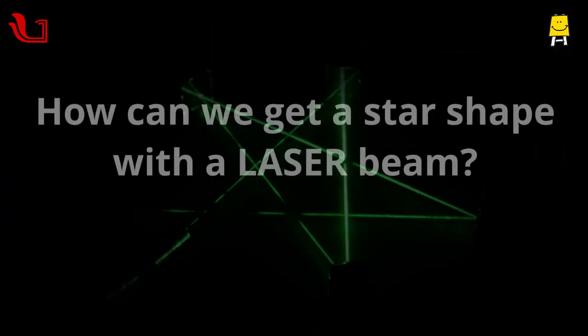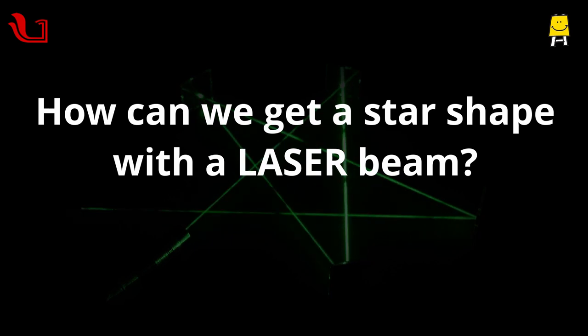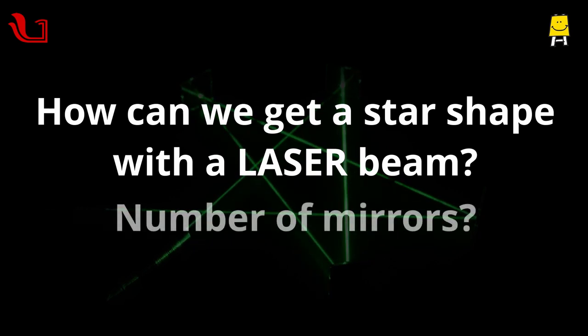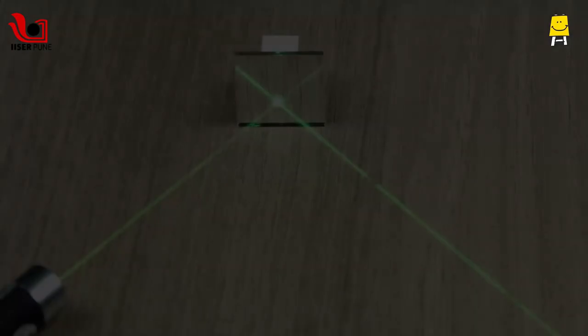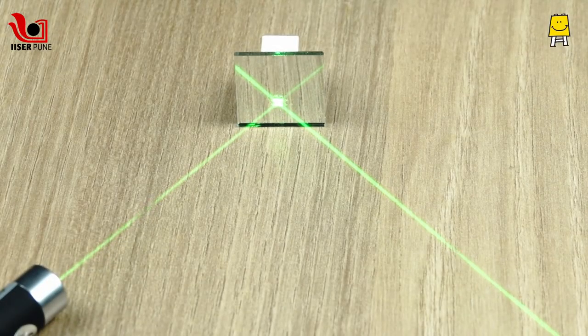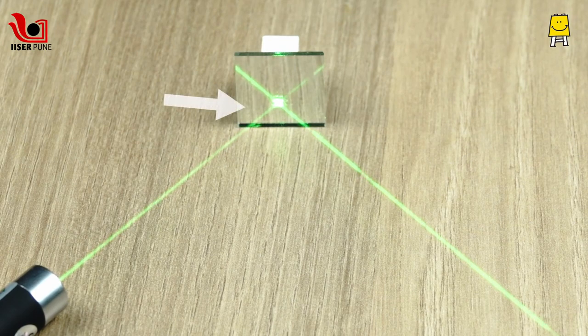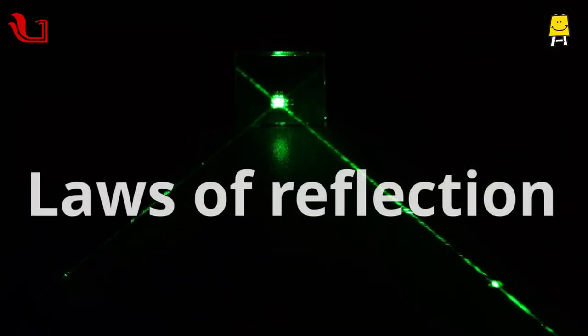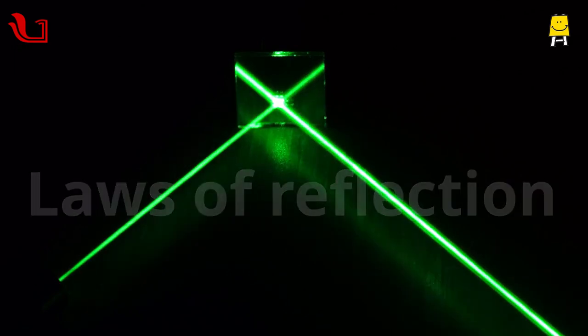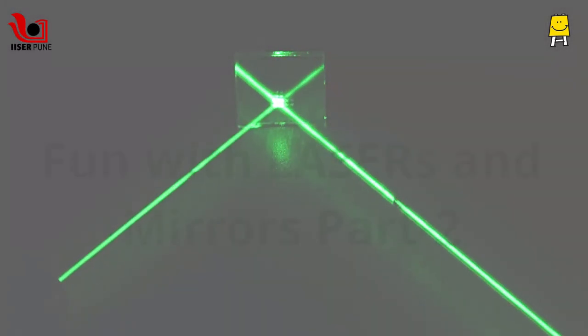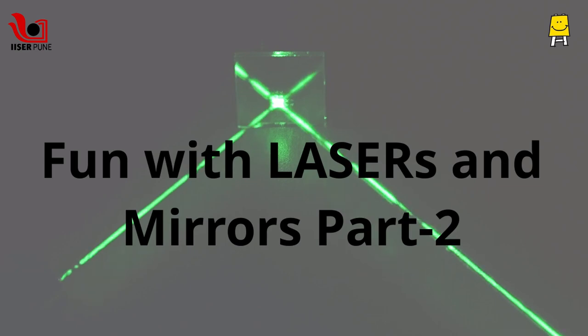How can we get a star shape with the laser beam? What will be the number of mirrors needed to make it? Each mirror reflects a beam of light based on the angle made by the mirror and the beam falling on it. Based on this, we can learn certain laws of reflection. Find out more in the next video. Fun with lasers and mirrors, Part 2.